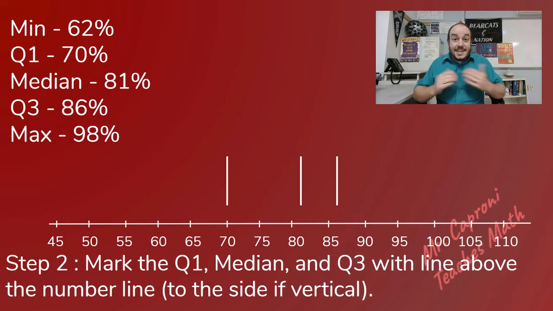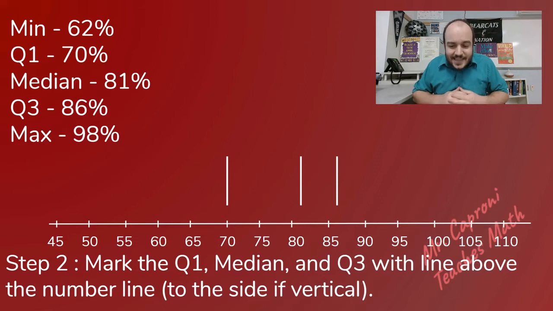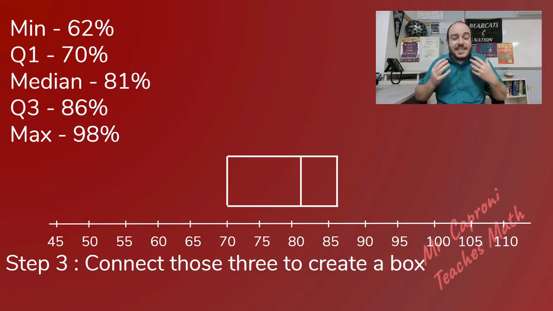Now, with that said, once you have a nice looking number line, you're ready to move on to step 2. And step 2 is pretty easy. You just need to draw a line above your number line for the Q1, median, and Q3. Now, if you are doing a vertical number line, then that's fine. You just will put your lines to the side of the graph instead of above it. As you can see here, I went ahead and marked Q1 at 70, median at 81, and our Q3 at 86. With those in there, we can move on to our next step, which is simply to connect those 3 lines to form a box.